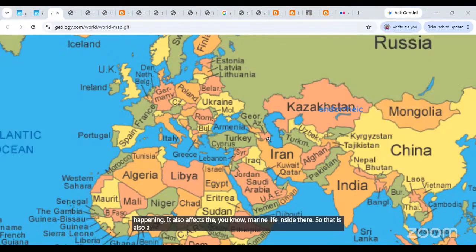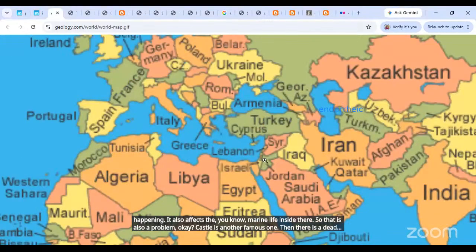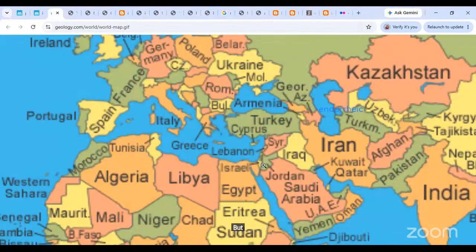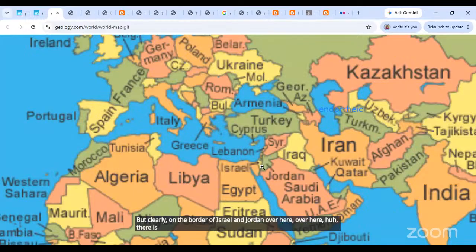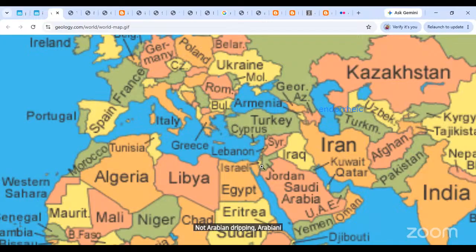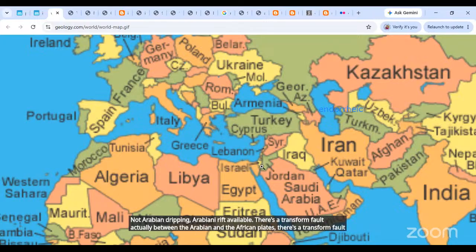Okay. Caspian Sea is another famous one. Then there is a Dead Sea over here. You can't see it in the map, but clearly on the border of Israel and Jordan over here, there is a water body called the Dead Sea. Famous river, famous sea, famous lake because it is very deep. It is situated inside the Arabian Rift. So clearly it is, what do you say? Not Arabian Rift, you shouldn't call it that. There's a transform fault actually. Between the Arabian and the African plates, there's a transform fault, and inside that transform fault sits the Dead Sea.